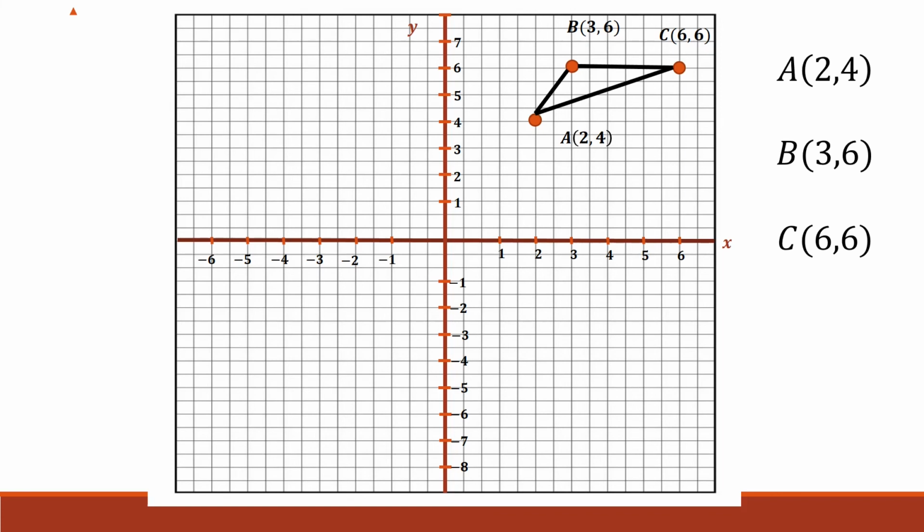Remember, we were told to reflect the triangle ABC under the rotation 90 degrees anticlockwise, and the image points produced were A1, which was (negative 4, 2), B1, which was (negative 6, 3), and C1, which was (negative 6, 6). So quickly we join the points together to produce the image triangle A1, B1, C1.